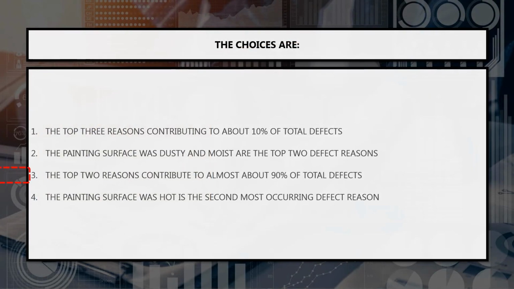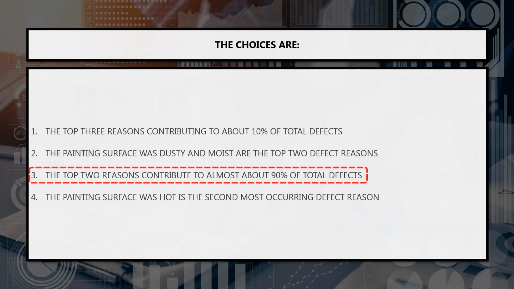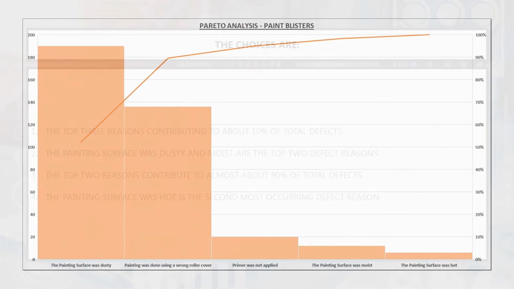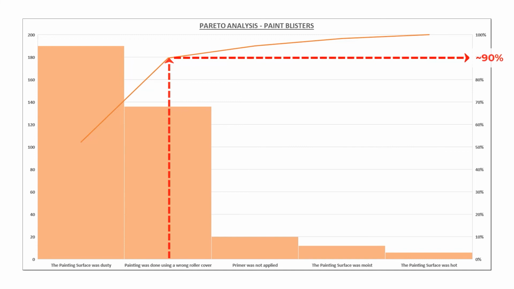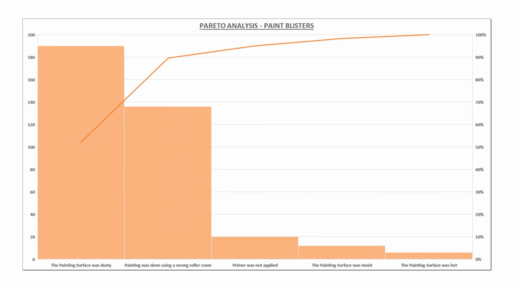The third option is the top 2 reasons contribute to almost about 90% of total defects. Yes, this is a correct statement. The top 2 reasons are indeed contributing to almost 90% of total defects. But before concluding this as the final answer, let's look at the fourth option.